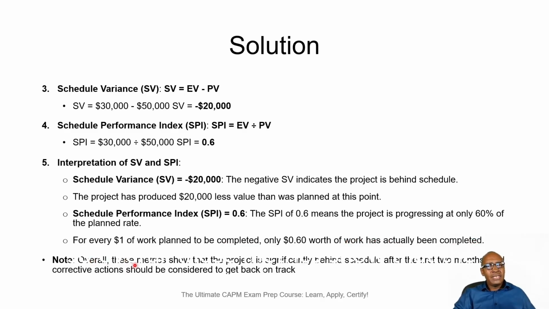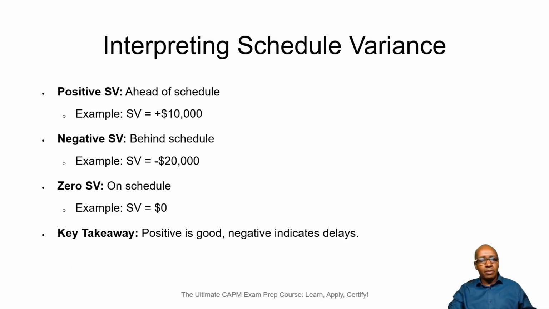So overall, these metrics show that the project is significantly behind schedule after the first 2 months, and corrective action should be considered to get the project back on track. So this is how we use the information that we get from our SV and our SPI calculations. It gives us an indication as to whether or not we are on schedule or whether or not we are behind schedule. How do we interpret the results?